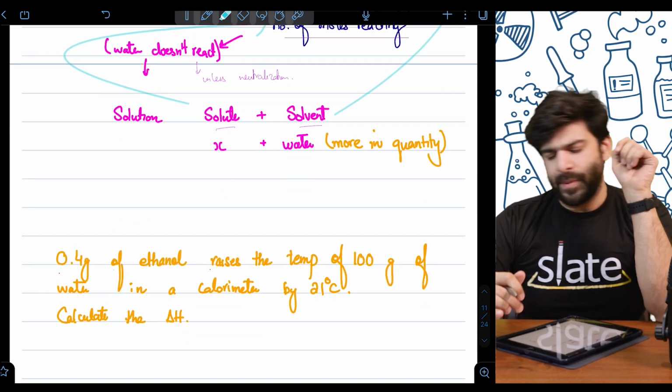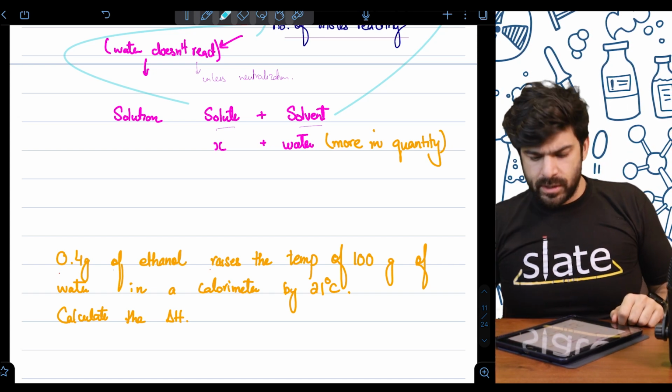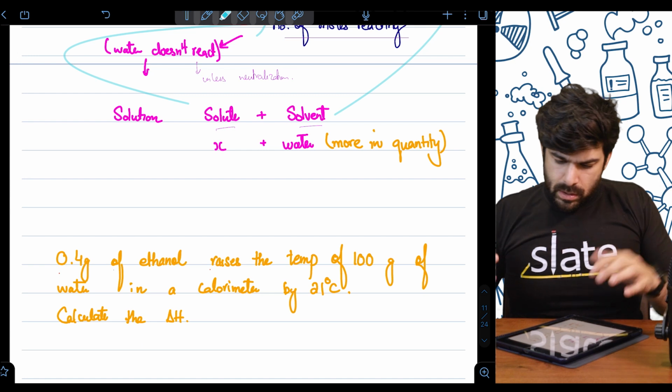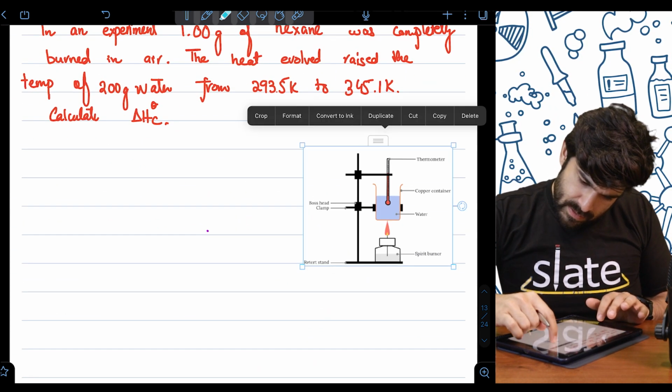Now let's solve a past paper question. When we talk about calorimeter, I have a diagram here.